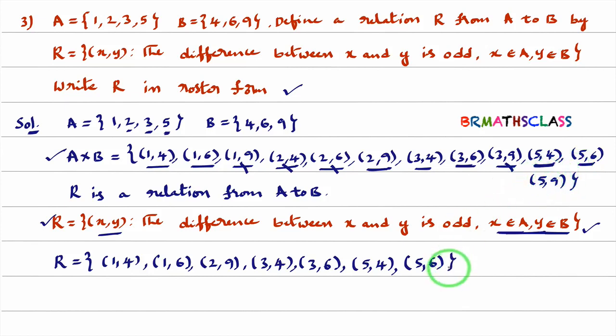That's it. So I checked all the elements of A cross B. In that, the ordered pairs whose difference is odd, those only I have written in the relation. They asked to write the relation in roster form, and I have written the given relation in roster form. I hope you understand this class.